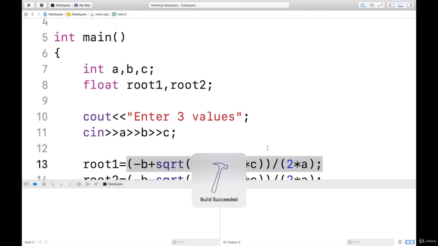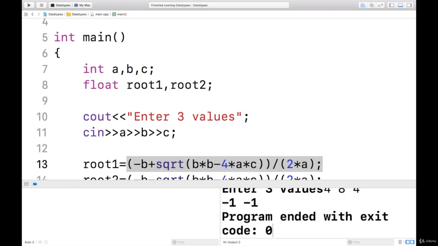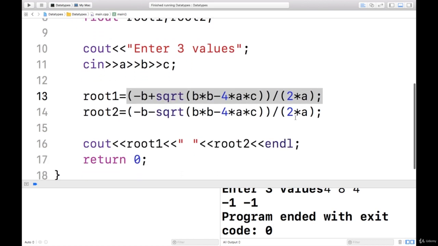Let me give the values where we get equal roots. A value is 4, B value is 8, and C value is 4 again. Now the result is -1, -1. So the roots are equal. So that's it. This is a simple program for finding the roots of a quadratic equation.